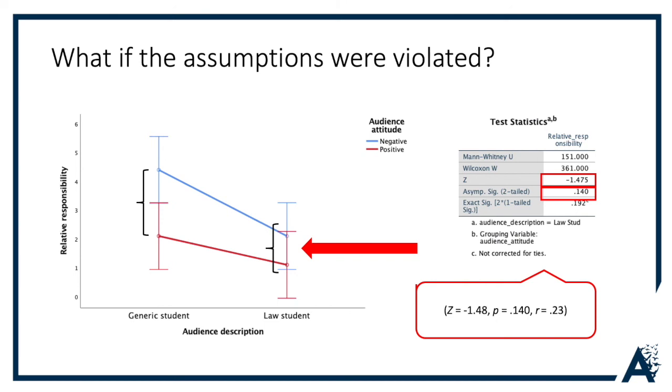We can also report r as a non-parametric measure of effect size, and it's not reported directly in SPSS, so what you need to do is divide the Z value by the square root of the sample size, which in this case is 40 because we're focusing just on the law students, and there are 20 participants in each group, 20 in positive, 20 in negative.